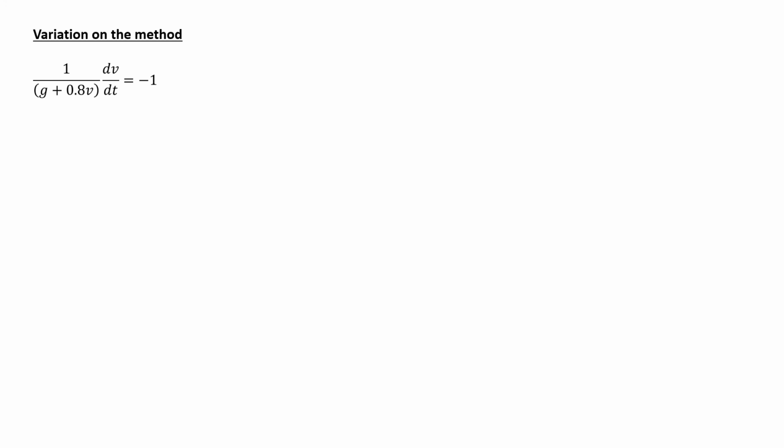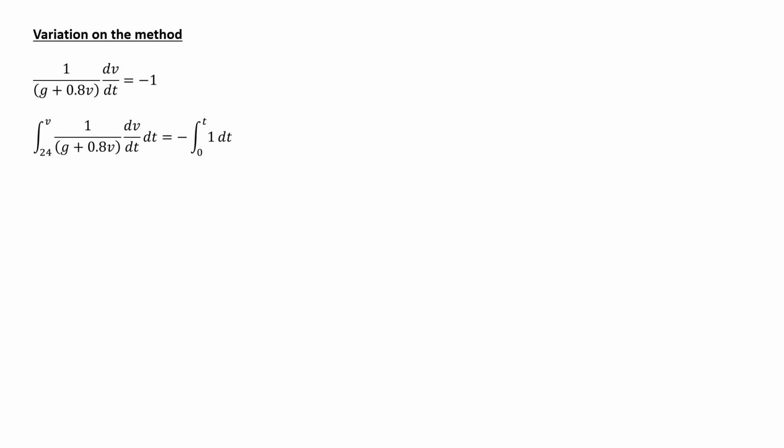So a variation on this method is, if I start from the same point where I'd separated my variables, 1/g plus 0.8v with dv by dt equals -1. So I've got my v's on the left hand side and my other terms, in this case there are no other terms, on my right. Then what I can do is I can actually integrate between a general limit.